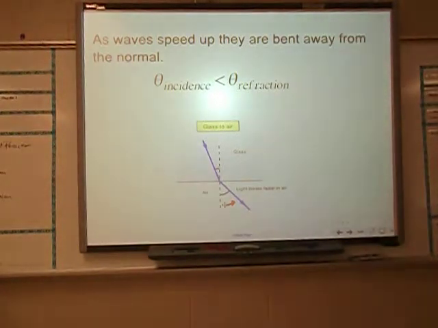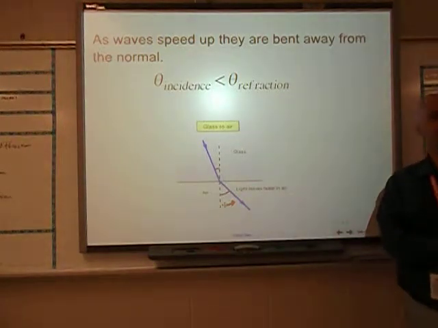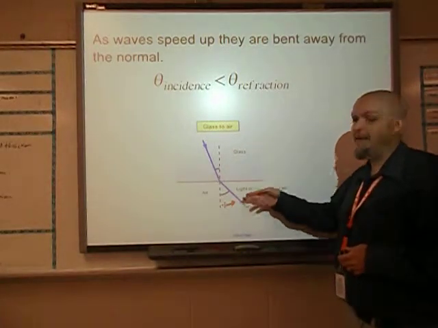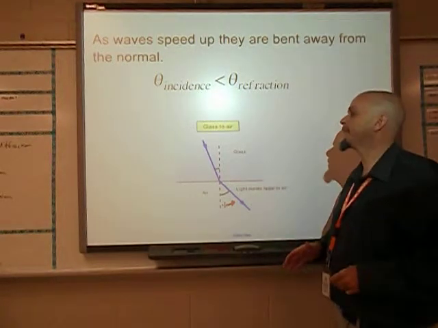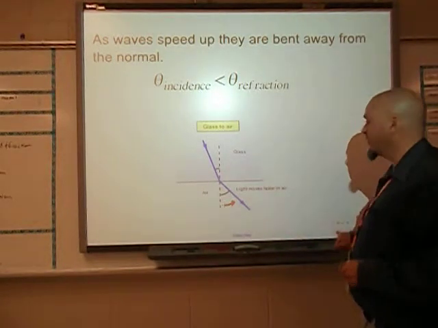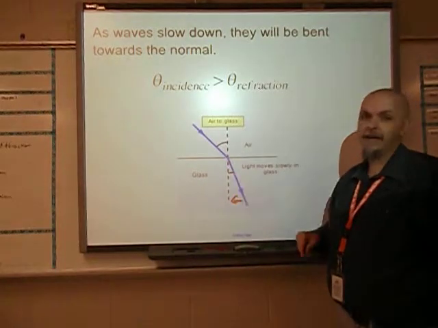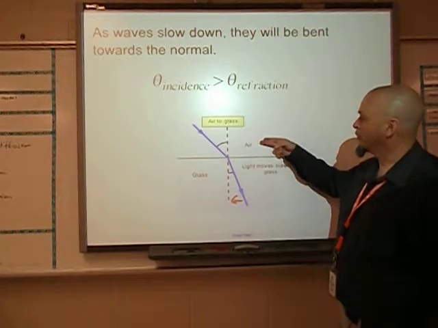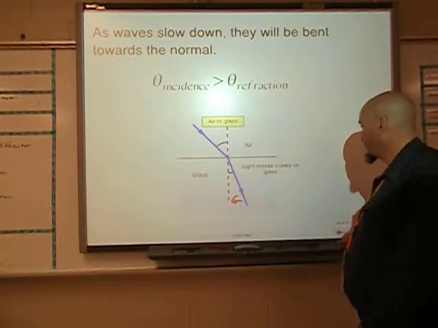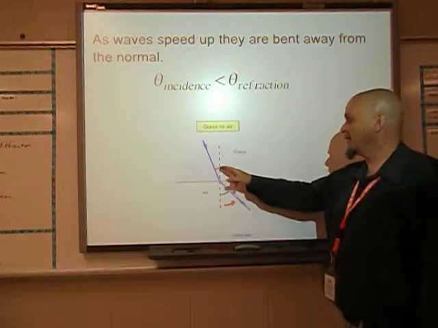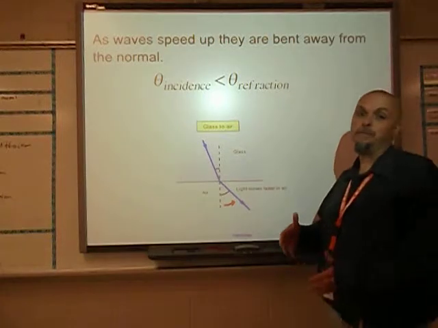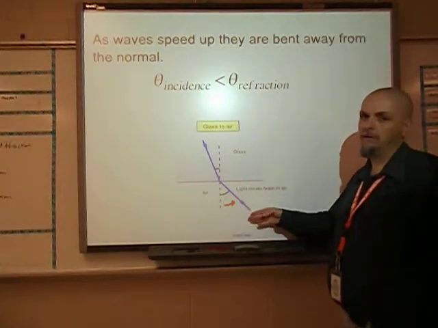So in reflection, they're equal. The angle of incidence equals the angle of reflection. In refraction, they're not equal. The only way they could be equal is if these two media had the exact same density. What you're going to see is a situation where either the angle of incidence is greater than the angle of refraction, and that happens when the wave slows down or light moves from a low-density medium to a high-density medium, or you'll have a situation where the angle of incidence is less than the angle of refraction, and again, you get that when the waves speed up. You go from the high-density medium to the low-density medium.